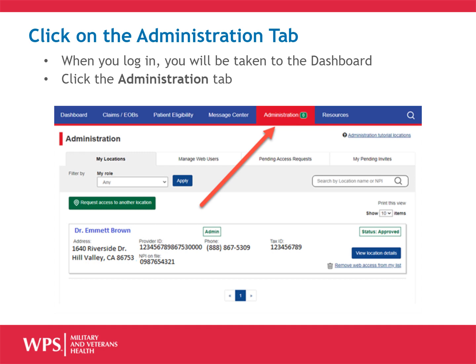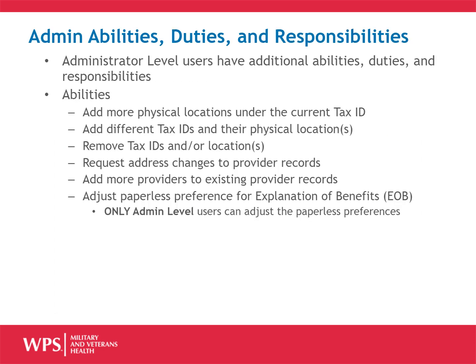There are two different user types, Standard Level and Admin Level users. Administration or Admin Level users have all the same access as standard users, but as an admin, you have some extra duties and responsibilities. Having an admin level user account does come with additional abilities, duties, and responsibilities.